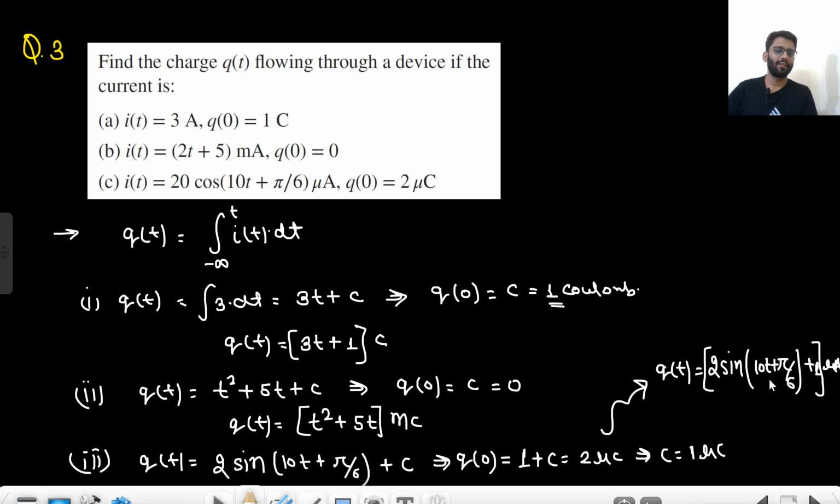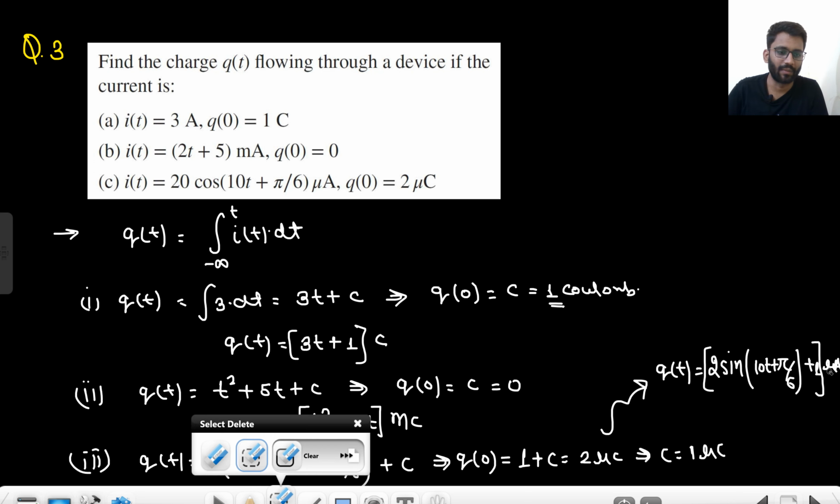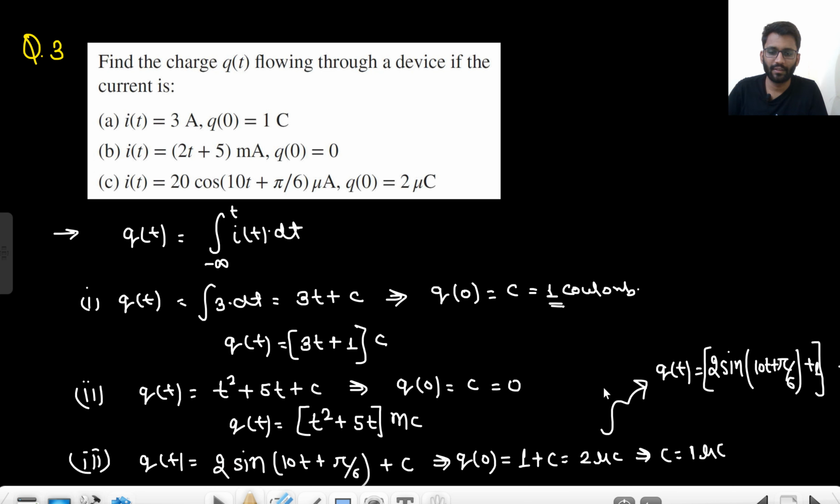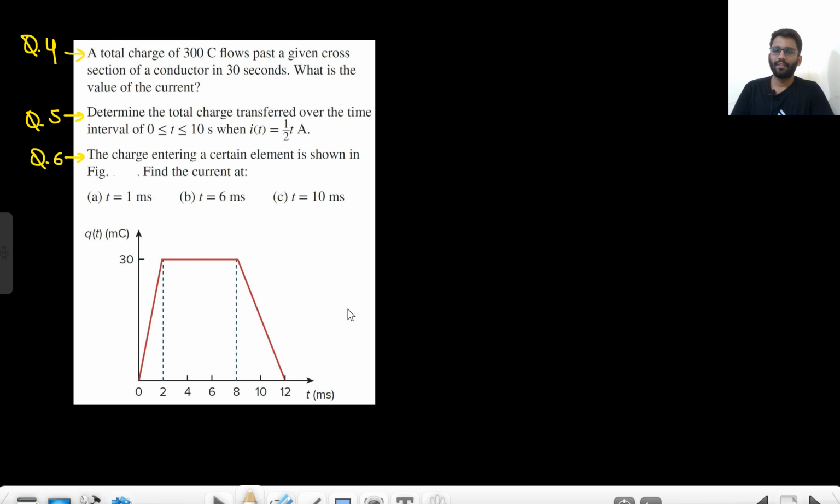Did you get it? At t equals 0, it is sine 30, right? Sine 30 is 1 by 2. So 1 plus 1, 2 microcoulomb you are getting, right? So not microampere, I should have written microcoulomb here. Sorry for that. Okay, simple integration and differentiation. Let's move on to this question. Answer 4.